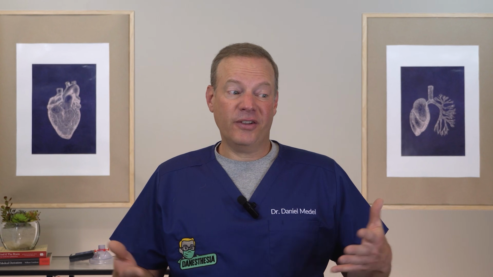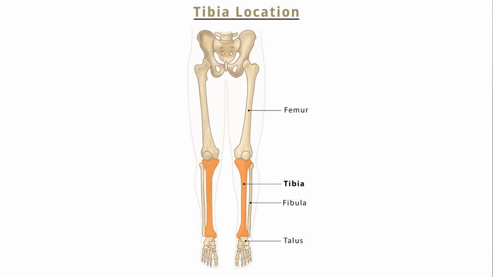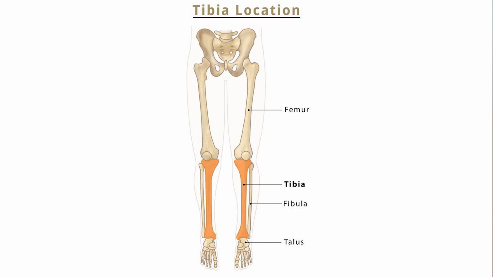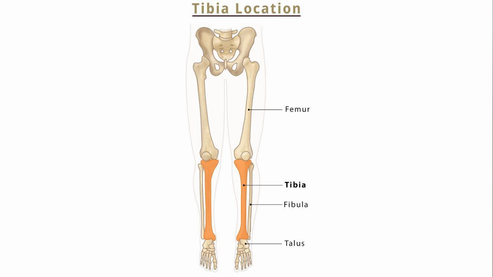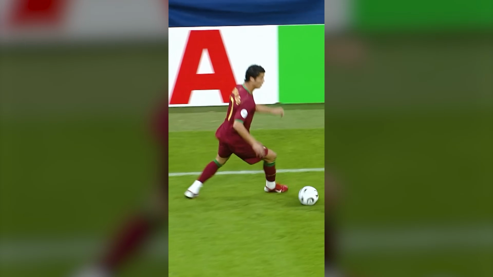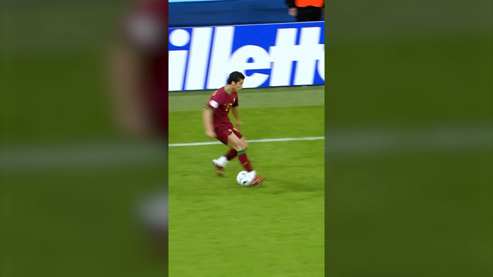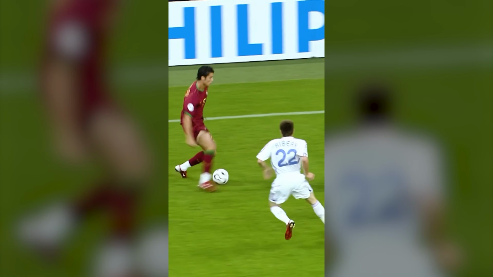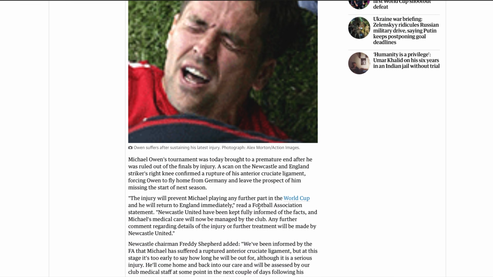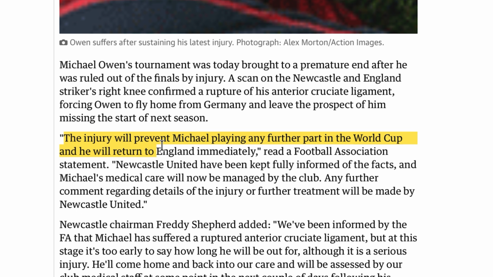The ACL, or anterior cruciate ligament, is one of the most important stabilizing ligaments in the knee. It helps prevent the tibia, one of the lower bones in the leg, from sliding too far forward relative to the femur, the big bone in the leg, and it helps control rotational stability too. For soccer players, that rotational control is super important. Cutting, turning, sprinting, stopping, and changing direction all depend on a stable knee. Anyway, an imaging scan confirmed that Owen had ruptured his ACL, and he was sent home from the tournament.